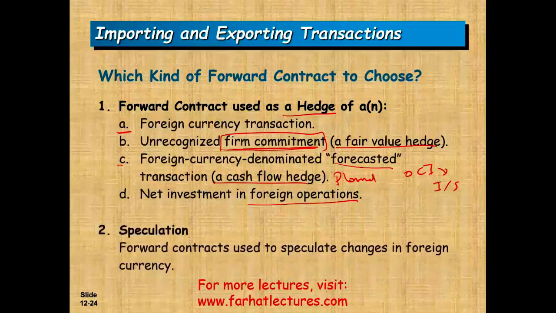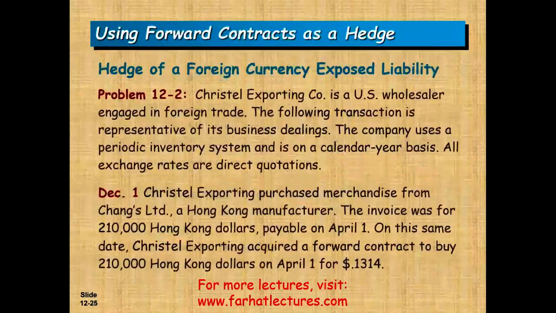Also, you could use forward contract for speculation. Speculation means gambling. Forward contract used to speculate changes in foreign currency. Here, you're interested in the gain and the loss of the contract itself. You are not protecting anything. You may not have something to protect. You're just going to the casino in a sense. And the best way to illustrate this is to work an example to show you how this whole thing works.